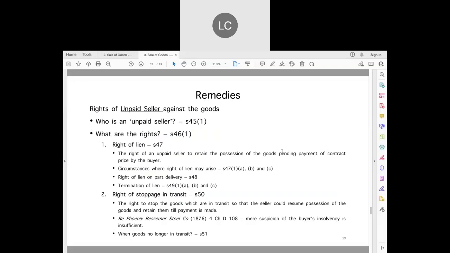And then paragraph C is by waiver. That means the seller waived his own lien. And this waiver may occur either expressly or by implication. So for example, a sale on credit, where the buyer is entitled to the delivery of the goods first without having to pay first.